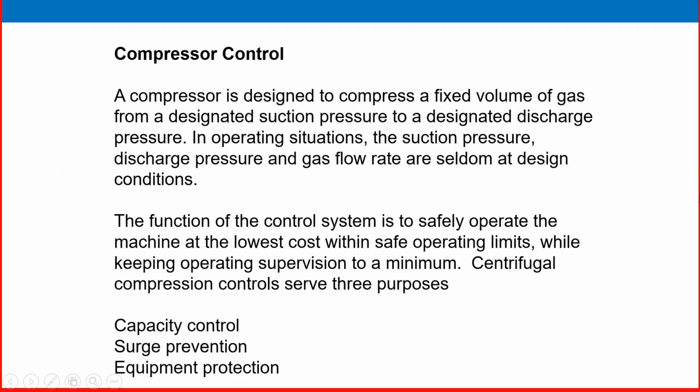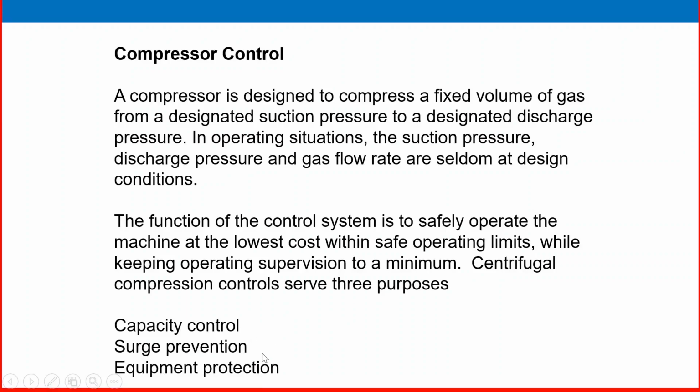Another important point to discuss is compressor control. A compressor is designed to compress a fixed volume of gas from a designated suction pressure to a designated discharge pressure. In operating situations, suction pressure, discharge pressure and gas flow rate are seldom at a design condition. The function of the control system is to safely operate the machine at the lowest cost within safe operating limits. While keeping operating supervision to a minimum, centrifugal compression controls serve three purposes: capacity control, surge prevention, equipment protection.